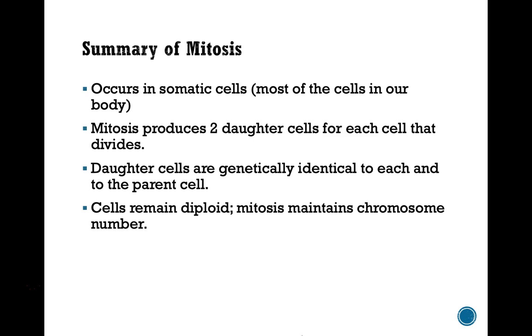So there was a lot going on in mitosis, so I wanted to just give you a little bit of a summary. This is important because I guarantee that I will ask you for the differences between our two types of cell division, mitosis and meiosis. So remember that mitosis occurs in our somatic cells. So this is most of the cells in our body. Mitosis produces two daughter cells for each parent cell. Those daughter cells are genetically identical to each other and to the parent cell.